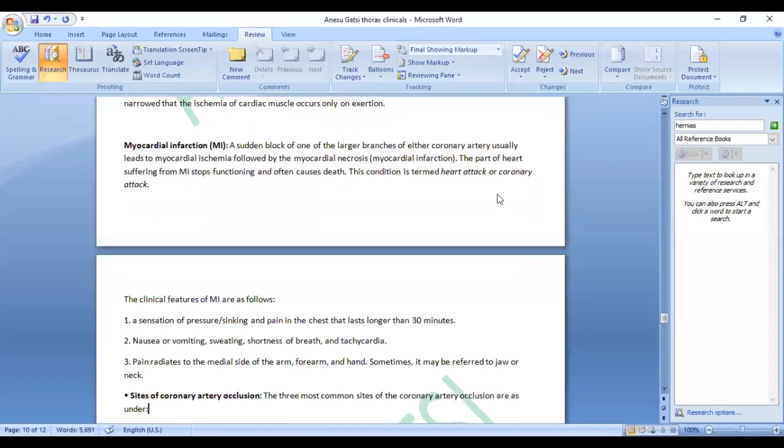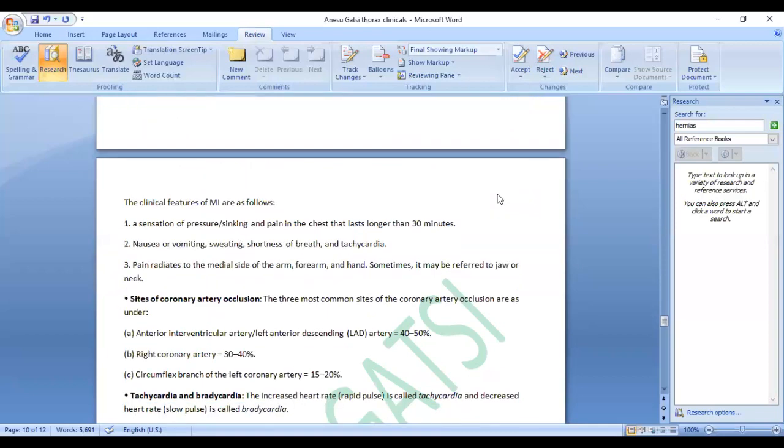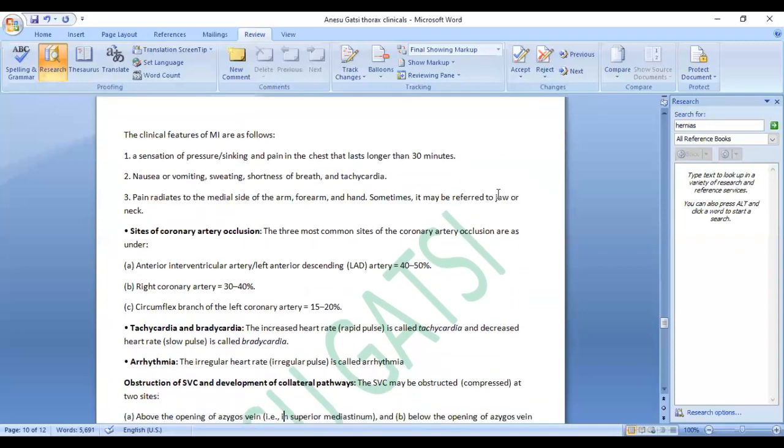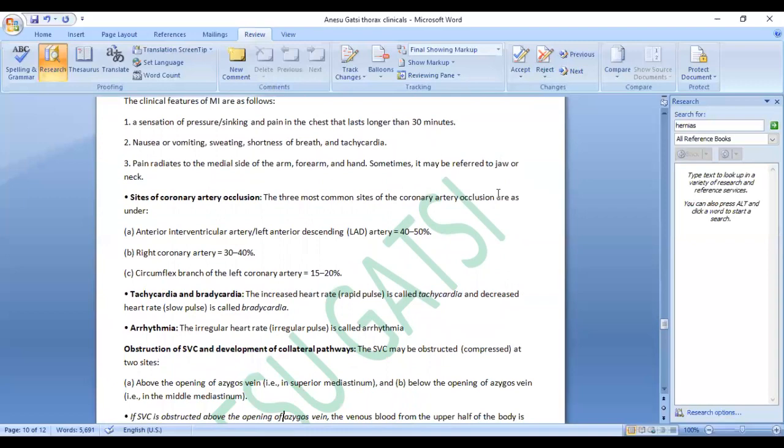Then the sites for coronary artery occlusion: the anterior interventricular artery, that is the branch of the left coronary artery, is the most common site for this blockage, in 40 to 50% of people. Or you may have the right coronary artery affected, or in 15 to 20%, the other branch of the left coronary artery, that is the circumflex branch, may also have occlusion.